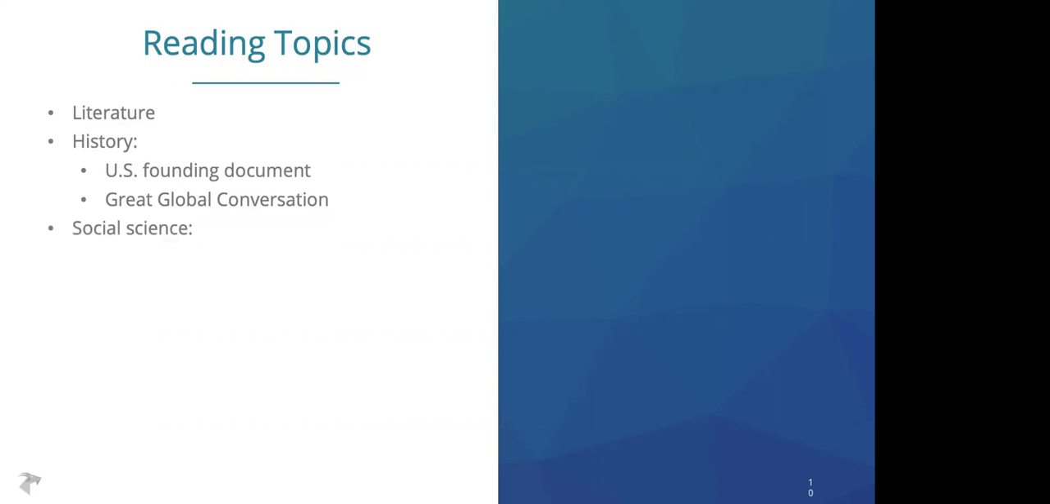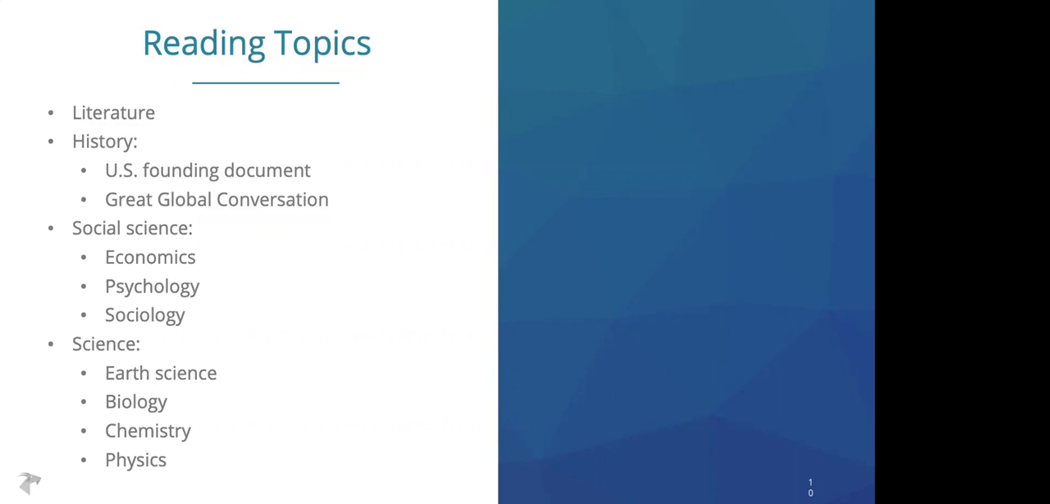And you'll see a passage about social science, so you can see maybe economics, psychology, sociology. Finally, you'll see a passage about science. You might see earth science, biology, chemistry, or physics.